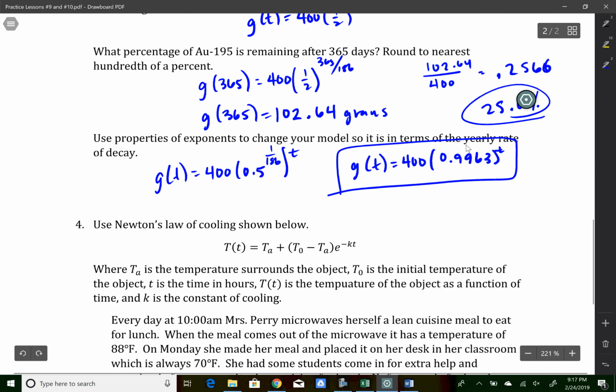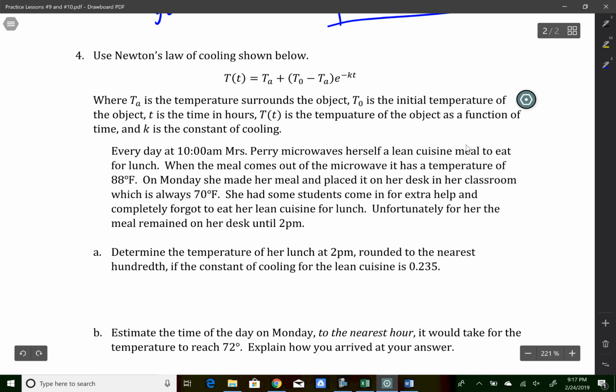Number 4 talks about Newton's law of cooling. Newton's law of cooling is just a fancy formula that's used to determine how long it takes something to go down in temperature. We can also use Newton's law of cooling to see something rise in temperature, but for the most part, it's the law of cooling, so it's going to go down.